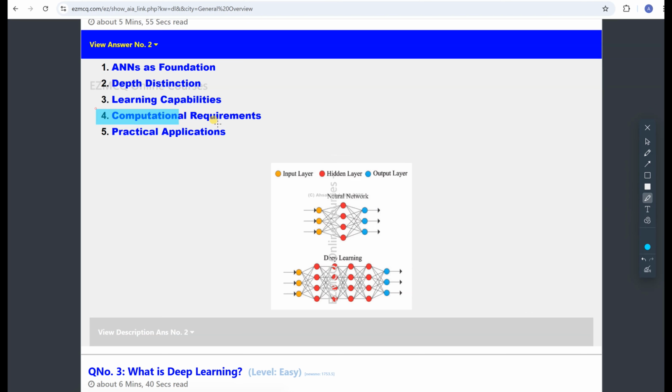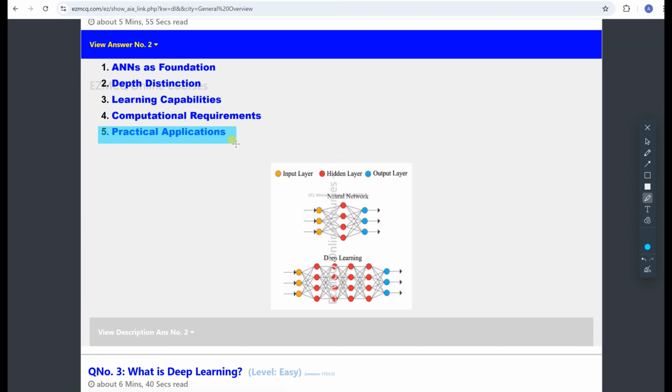Now let's look at the computational requirements. ANNs require relatively low computational resources and they can run on standard machines. You can look at the level or the complexity of the hardware here. However, for deep learning models you need GPUs, graphical processing units, or TPUs, which are more computation intensive and require more processing power. Why? Because there are larger data sets for training, many parameters, and a deep network architecture.